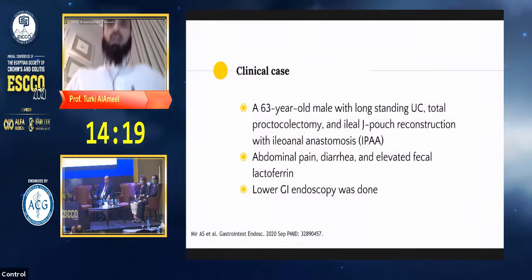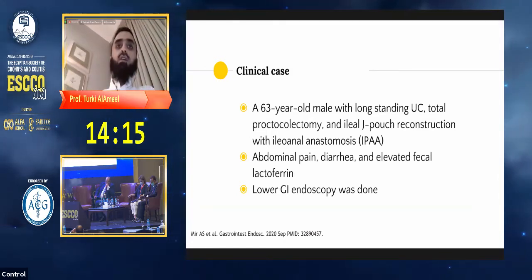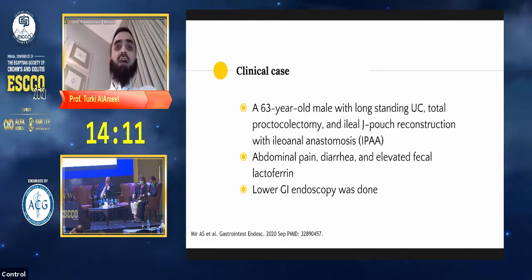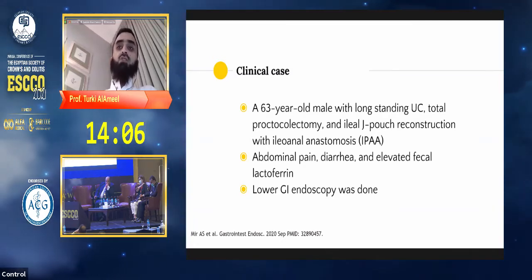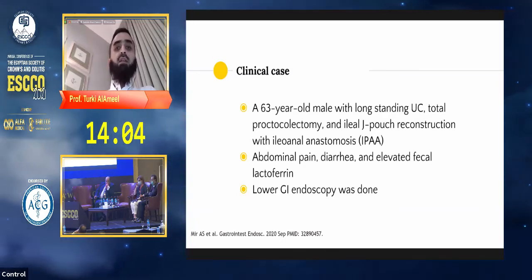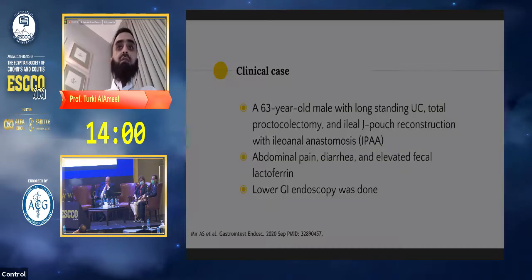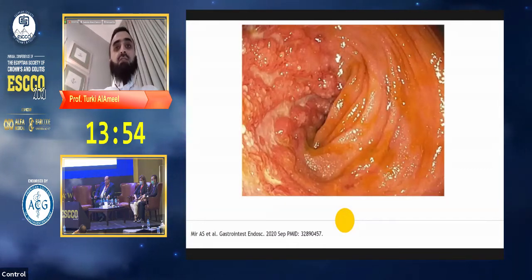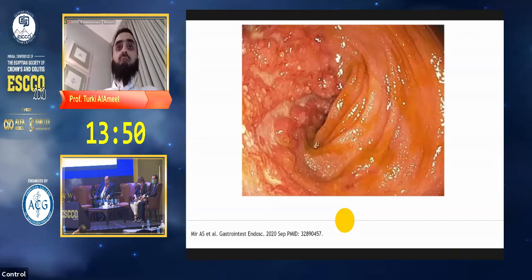Let me start with a case from the literature. This is a 63-year-old gentleman with long-standing history of ulcerative colitis, required proctocolectomy and IPAA, presented to the clinic almost a year after his surgery with symptoms of abdominal pain, diarrhea, and high fecal lactoferrin. He had lower GI endoscopy done, and this is an image of his pouchoscopy evaluation. So these are the kind of cases we deal with after pouch surgery. I'll get back to the case later on in my presentation.